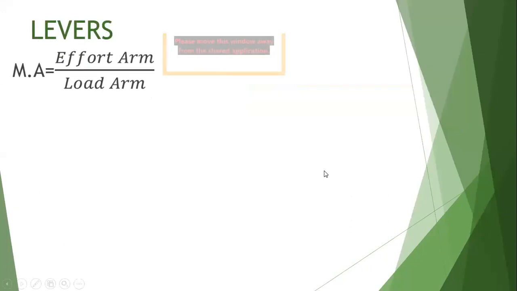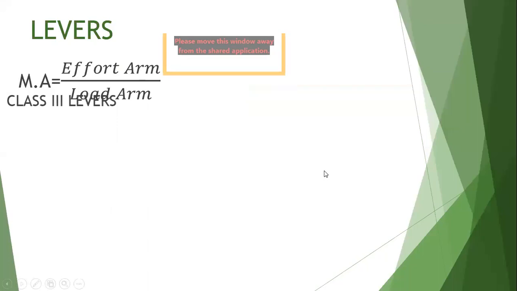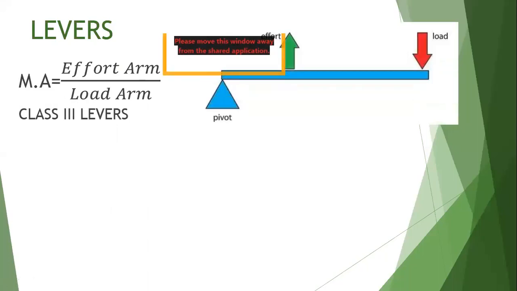Let's talk about, we have one more type of lever, and that is class 3 lever. Okay, so let's talk about class 3 lever. Now, how does the class 3 lever look like? You will find that in class 3 lever, the pivot is at one end and there is a load at the other end. And most importantly, the effort is in between the fulcrum and the load.